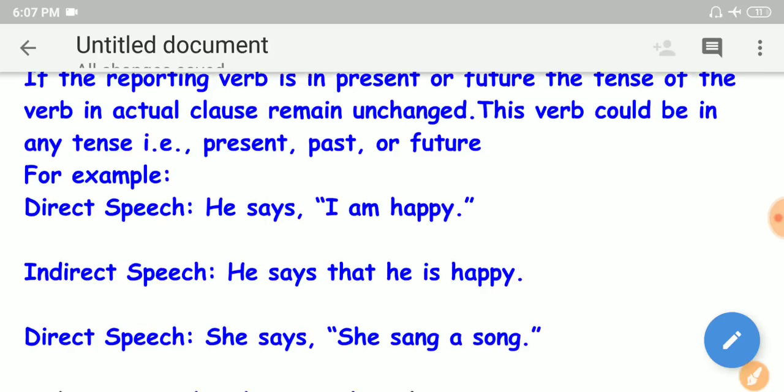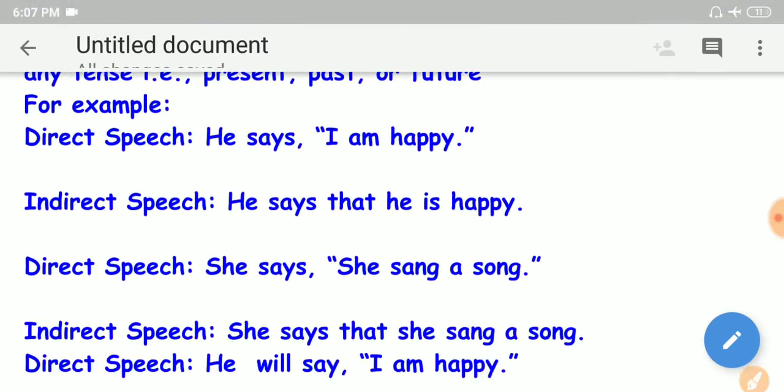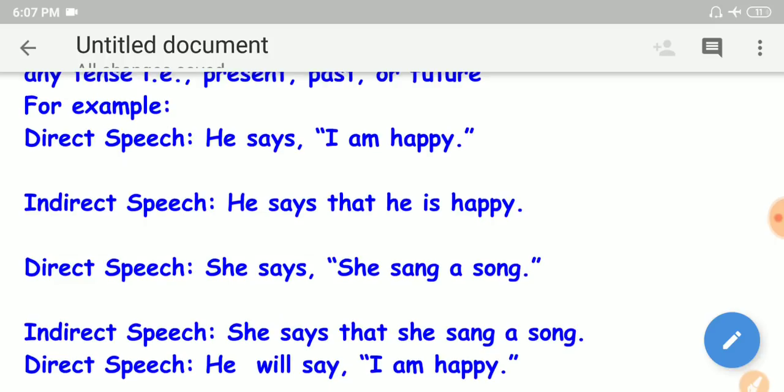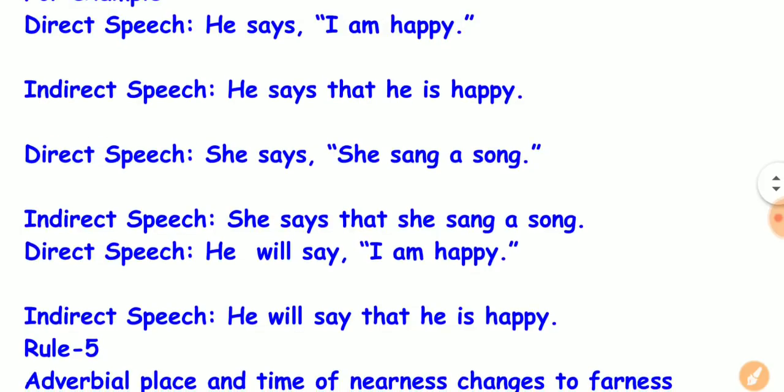Because rule number 4 says so. At the same time, if the reporting clause is in present tense and the actual words are in past tense, it remains unchanged.